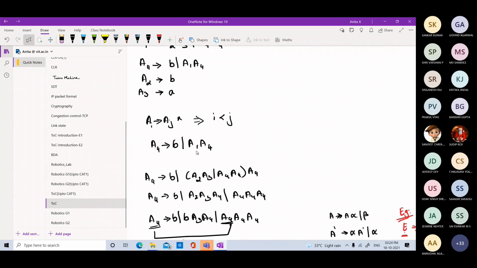That is, I is not less than J. So what we have to do? Productions of A1 should be placed here. That is what we are doing here. Productions of A1 are placed here.